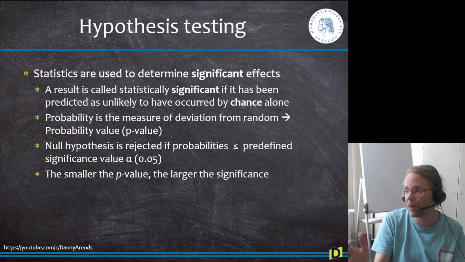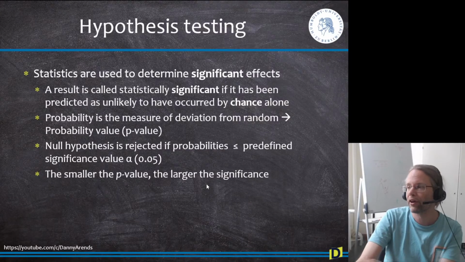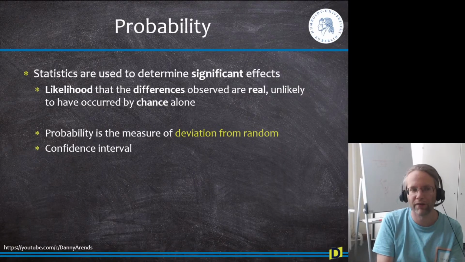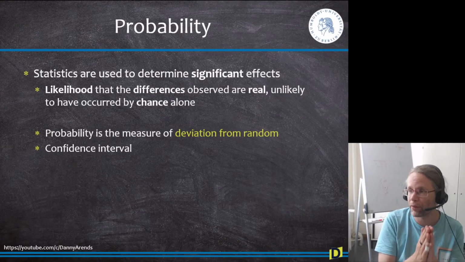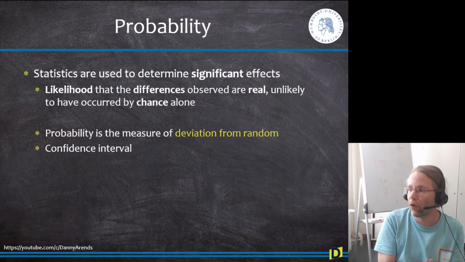If we have 20 measurements and 19 of them show that it's higher, then we're going to believe it, 5%. So the smaller the p-value, the larger the significance, or the more significant an effect is. Larger significance is a little bit weird English. Statistics are used to determine significant effects, and likelihood is that the differences that you observed are real, so unlikely to have occurred by chance alone. So there's a difference between p-value and likelihood. The probability is the measurement of the deviation from random, and probabilities always come with a confidence interval.